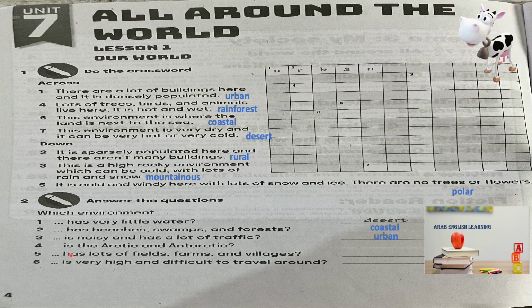environment. 4. Which environment is the Arctic and Antarctic? It is the polar. 5. Which environment has lots of fields, farms and villages? Rural. And the last one, number 6. Which environment is very high and difficult to travel around? It's the mountainous environment.